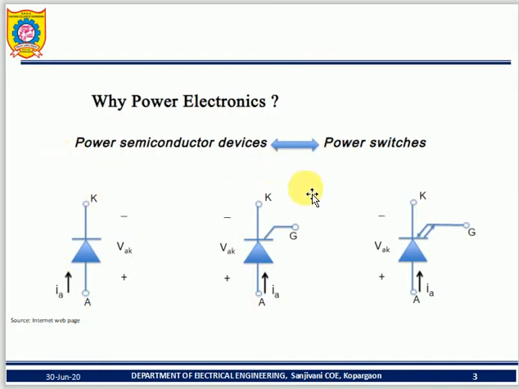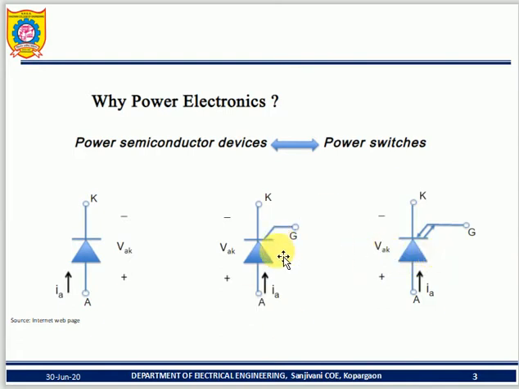The next ones are controlled devices. This is an SCR and this is a GTO. What is the difference? There are two arrow marks in the GTO. Plus is on the anode side and minus is on the cathode side. So these are the uncontrolled device, and the controlled devices, the thyristor and the GTO.